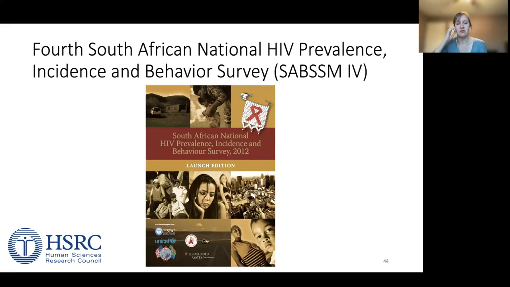This is work in collaboration with the Human Sciences Research Council. It is an analysis of the fourth South African National HIV Prevalence, Incidence and Behavior Survey, abbreviated, for no clear reason, SABSSM 4. The SABSSM data is basically a big household-based, nationally representative survey, so it's a multi-stage cluster randomized, cluster-based survey, and it collects data on tons and tons of indicators, largely geared around collecting data about HIV and the state of the epidemic in South Africa.